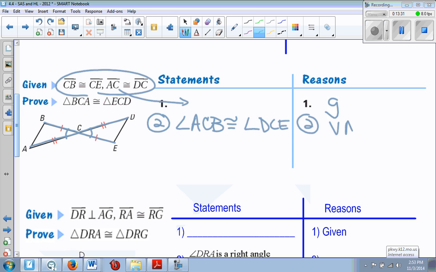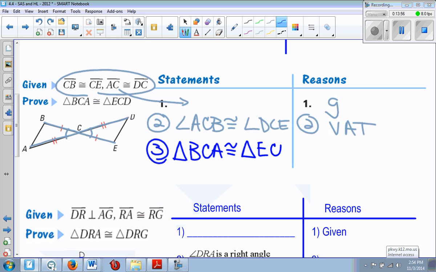And the reason why they're congruent, we said they're vertical angles. So VAT, vertical angles theorem. What we would then need to notice is that I now have 3 congruencies. I've got 2 pairs of sides and a pair of angles that are included. They're in between the sides. So I can actually say that I have congruent triangles now. And the picture looks very much like the one we did in the last problem. And those triangles are congruent because of side-angle-side. 2 congruent sides and an included angle.